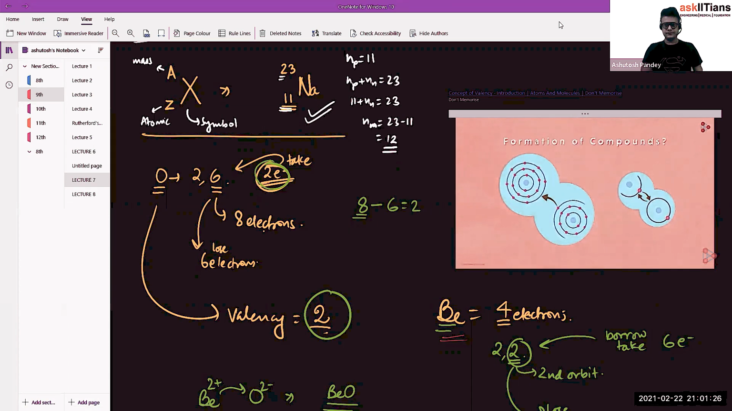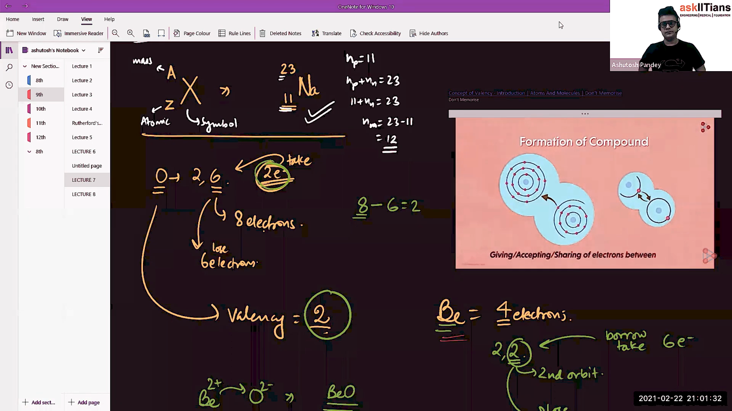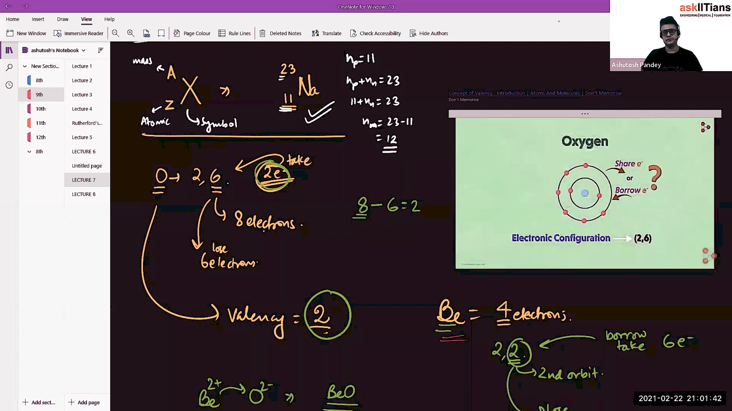And is this how compounds are formed? Absolutely. The giving or accepting or even sharing of electrons between the atoms of elements gives rise to the formation of chemical bonds. This ultimately gives us a compound. Now you tell me, how will the atoms decide how many electrons are to be given or accepted? How will they understand that electrons need to be shared with the other partner?